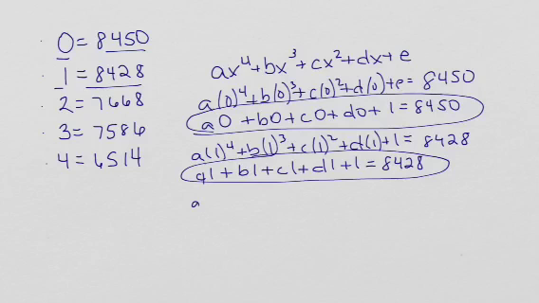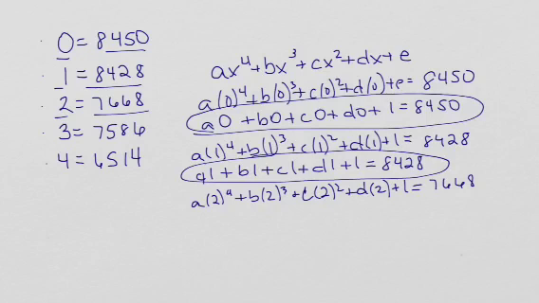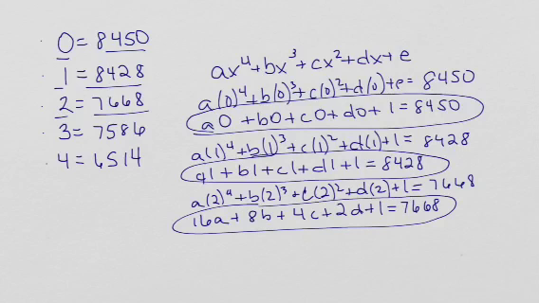The next equation would be a times 2 to the 4th plus b times 2 cubed plus c times 2 squared plus d times 2 plus 1. When I put in 2, I get out 7668. Simplifying that, 2 to the 4th is 16a plus 8b plus 4c plus 2d plus 1 equals 7668. Third equation is done.